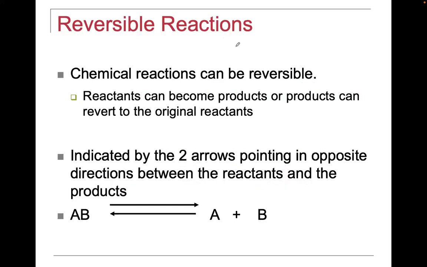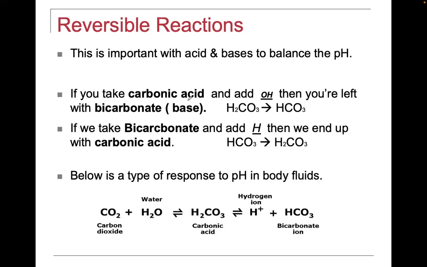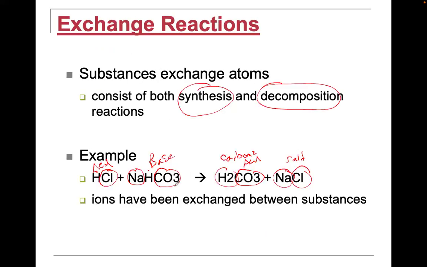A reversible reaction is as it sounds. It is reversible. The reactants can become the products, or the products can revert back to the reactants. So AB can become A plus B, or A plus B can go back to AB. That's a reversible reaction. And we'll see this with what I had just shown you here with HCO3 and H2CO3.